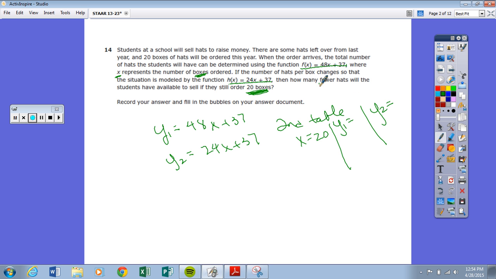And then it says, all you have to do with those two numbers is it says how many fewer hats will the students have. So it looks like you'll need to subtract those two values. Whenever you look at that on your calculator, mine is showing me that this value is 997 and that this value is 517. So then, like I say, all you have to do is just subtract them. And when you subtract that, you are going to get 480, and that should be the number that you grid in.